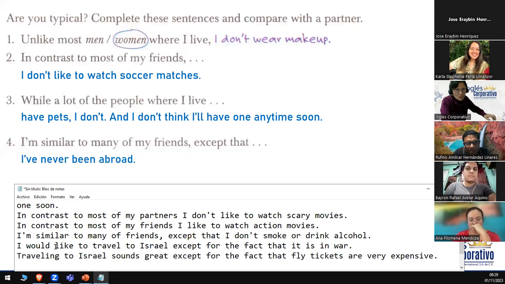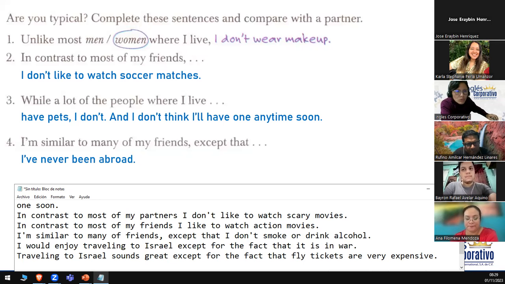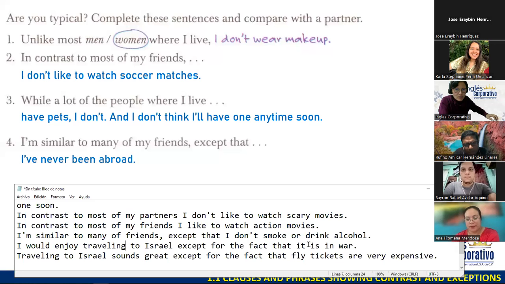We can say something like, I would enjoy traveling? Porque después de enjoy podemos usar un gerundio, ¿verdad? I would enjoy traveling to Israel except for the fact that it is very expensive. No quiero usar lo otro porque siento que es un sensitive topic, es un tema bien sensible. Entonces, I would enjoy traveling to Israel except for the fact that it is very expensive. Ahí podemos usar esa, José, ¿verdad? What do you think?